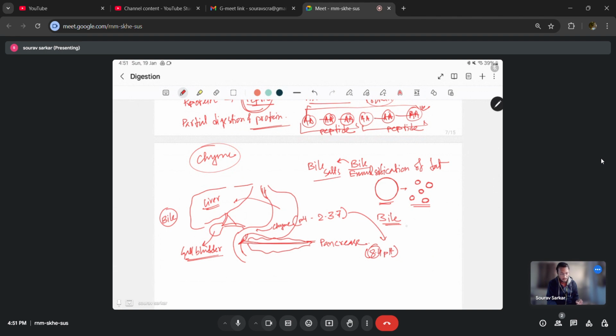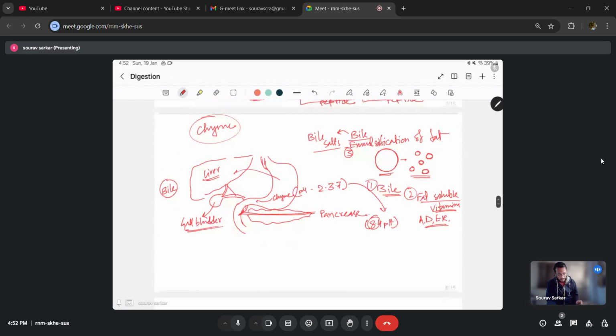Now the third one: there are some fat soluble vitamins, that is A, D, E, K. All those vitamins are also absorbed into the body with the help of bile. So bile has three functions: one, reducing the pH; two, absorbing fat soluble vitamins; and third, emulsification of fat.